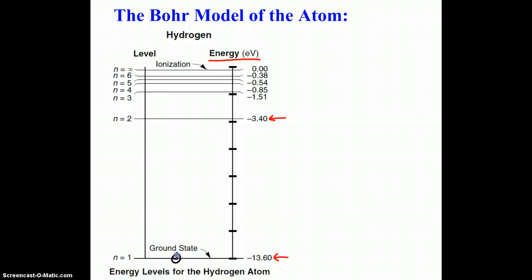So if, for example, this electron was hit by another electron, and that electron had 13.60 electron volts or more energy, it would kick that electron out of the atom, and the electron that was emitted from the atom would have what's left over from the 13.60 electron volts of energy from the original electron.